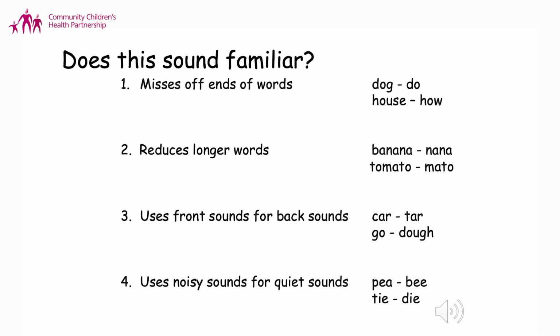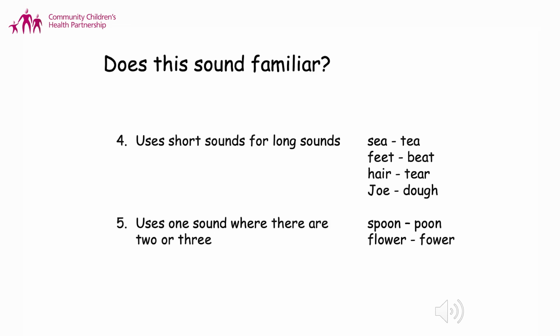Another example is where your child might use noisy sounds instead of quiet sounds, so p becomes b, tie becomes die. This is also called voicing. Your child might use short sounds instead of long sounds, so s becomes t, feet becomes beat, hair becomes tear, Joe becomes dough. This is also described as stopping.